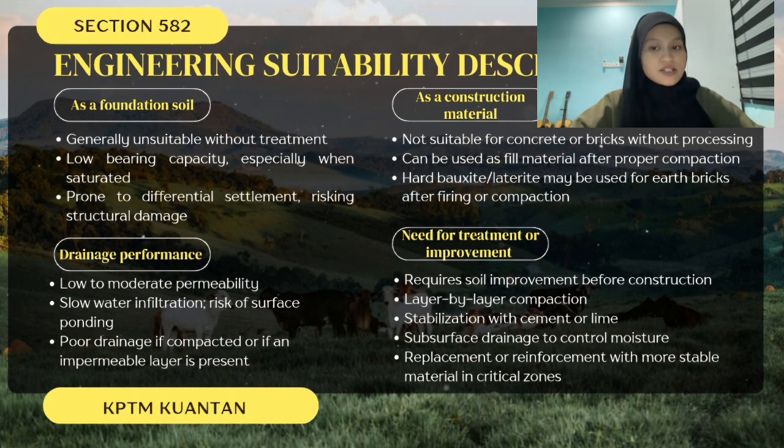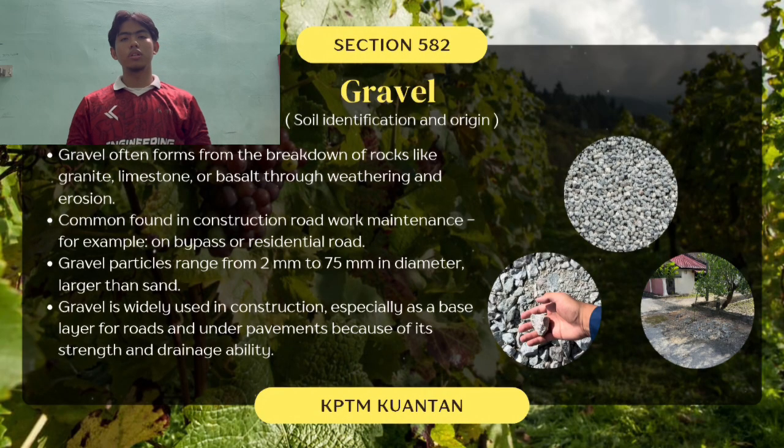Before any construction can begin, bauxite soil often requires treatment or improvement. This can include compacting the soil in layers, stabilizing it with additives like cement or lime, and installing a subsurface drainage system to manage excess moisture. In more critical areas, engineers may also replace or reinforce the soil with more stable material to ensure safety and durability. Okay, I want to talk about the gravel.